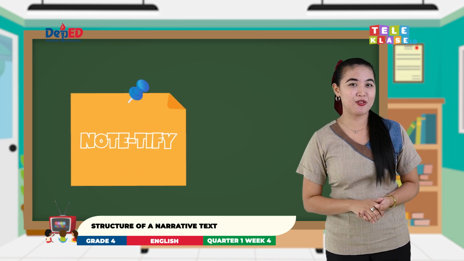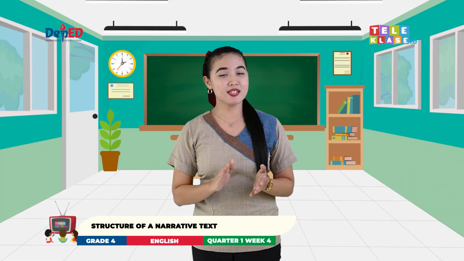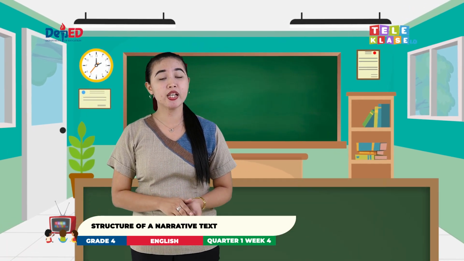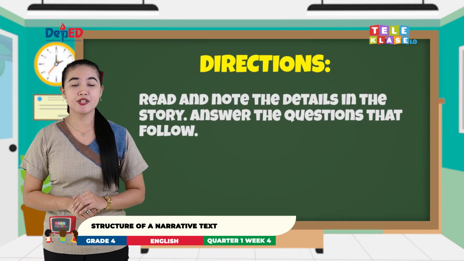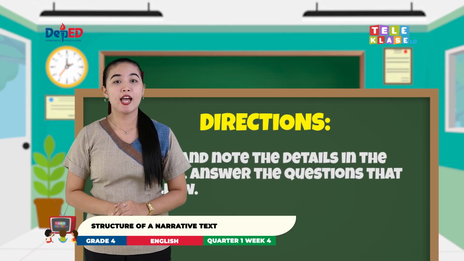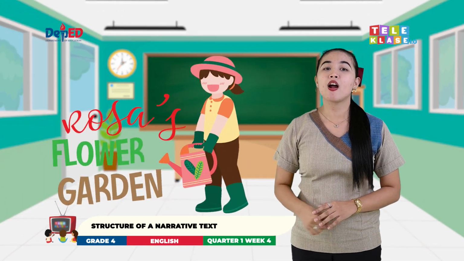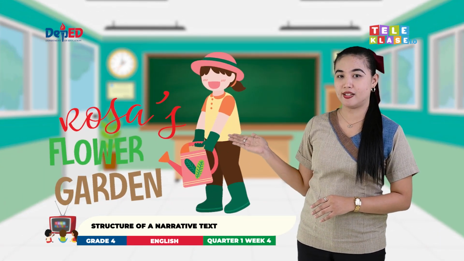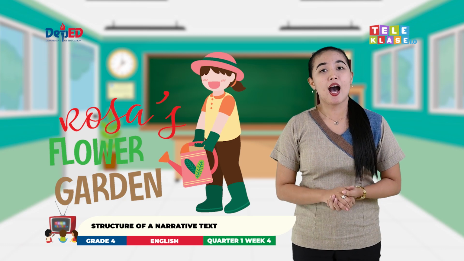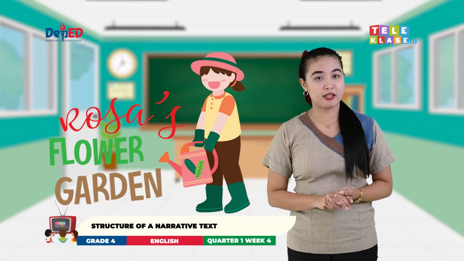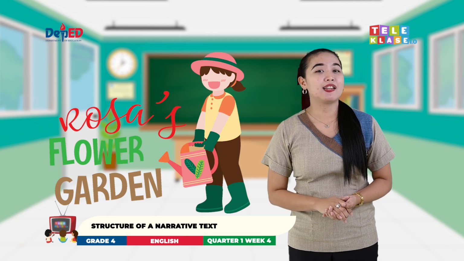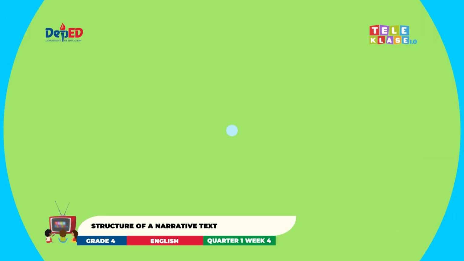Come and let's notify. In this activity, you are going to read and note the details in the short story, which will be flashed on the screen. Afterwards, you will answer the questions that follow. The title of the story is Rosa's Flower Garden. I will be reading the story first, and then you will read after me. Are you ready? Let's read together.